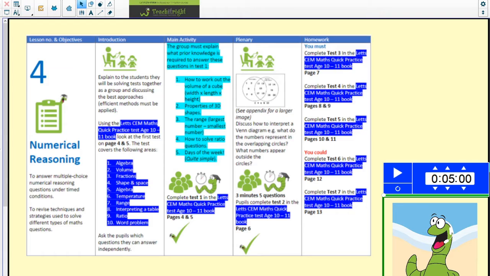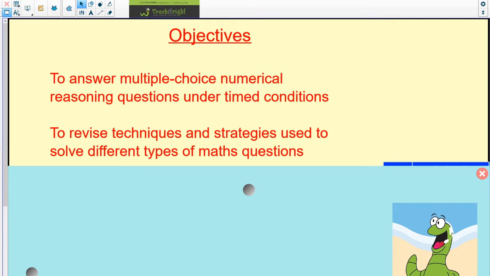So, in terms of the objectives today, we're going to answer multiple choice numerical questions under time conditions. I think it's the time conditions that are really going to be a bit of a challenge today, and revise techniques and strategies used to solve different types of maths questions. So we will cover some of the things.